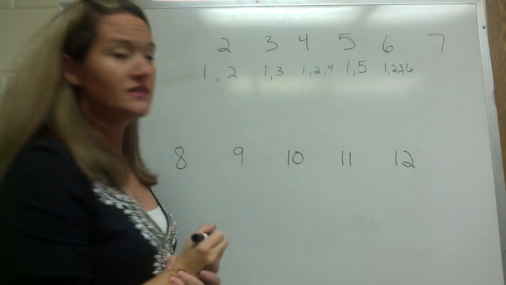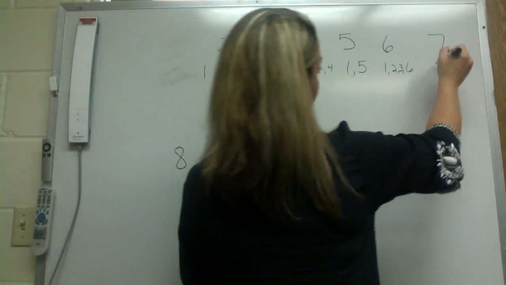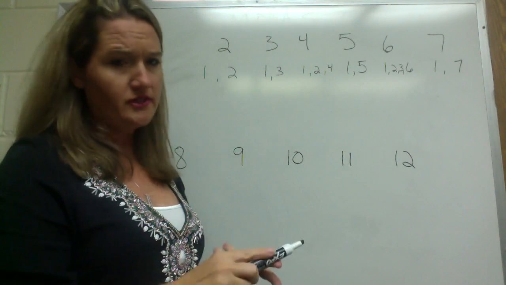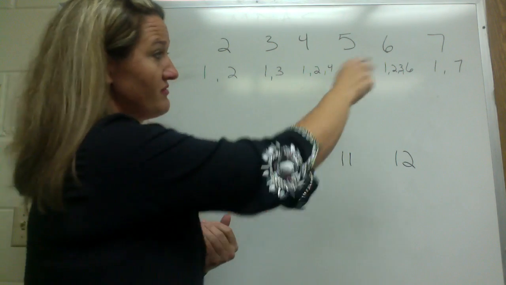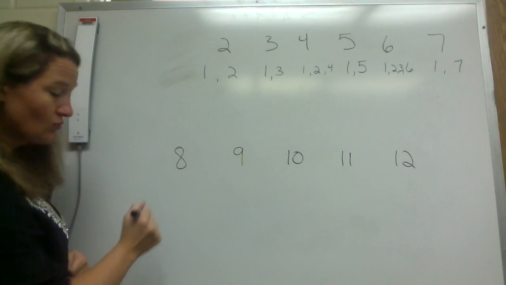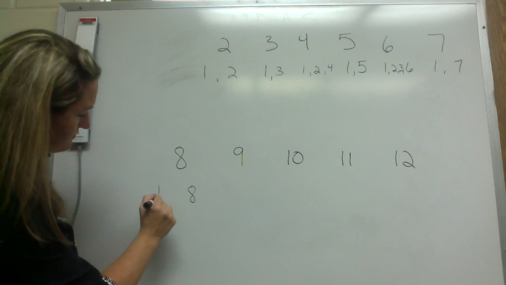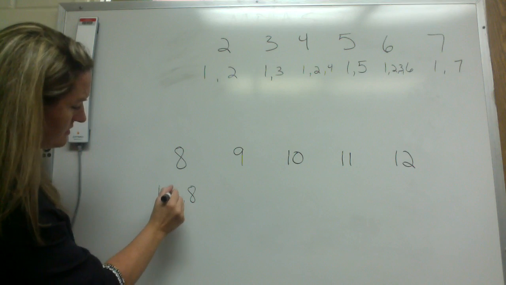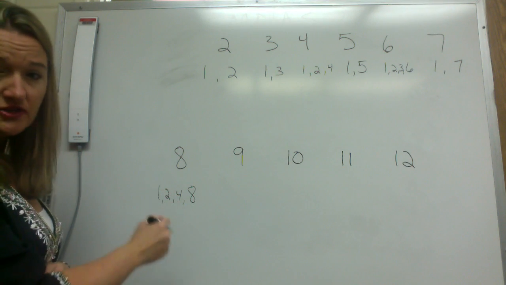And then 7, we have 1 and 7, and it's not divisible by 2, 3, 4, 5, or 6. So the only factors of 7 are 1 and itself. 8, we've got 1 and 8, obviously. Do we have any others? Yeah, 8 is divisible by 2, so 2 times what is 4. So 8 has 4 factors: 1, 2, 4, and 8.